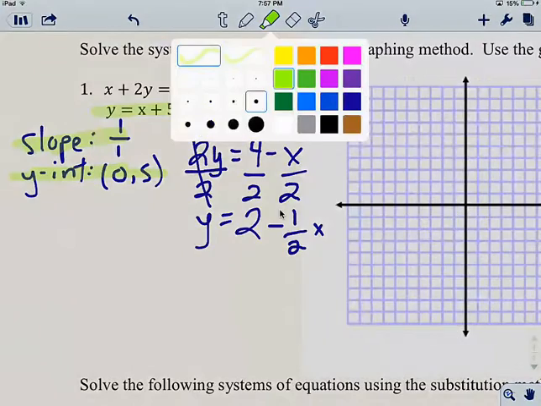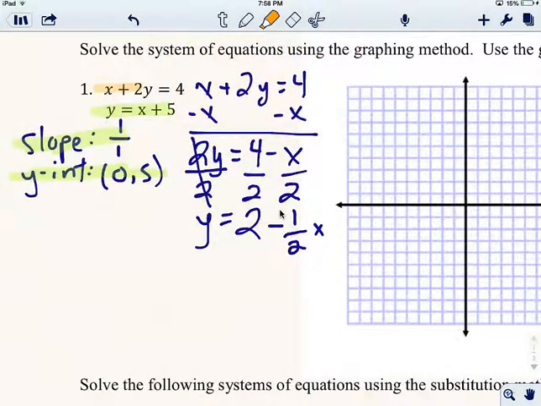Okay, so now let's look at the other equation. Here's my orange equation right here. Good. Okay, now for the orange equation, I still need slope and y-intercept.